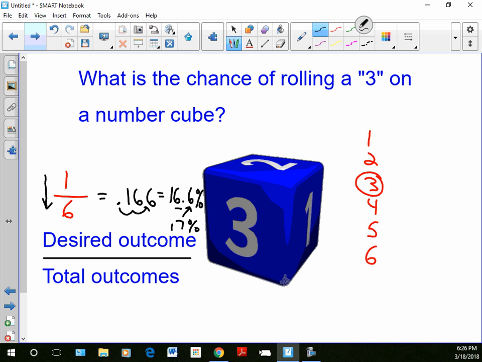which is, remember, going back to the previous slide, anything less than 50 is not likely. So I hope this is helpful in understanding probability. In the next lesson, we'll be going over independent events.